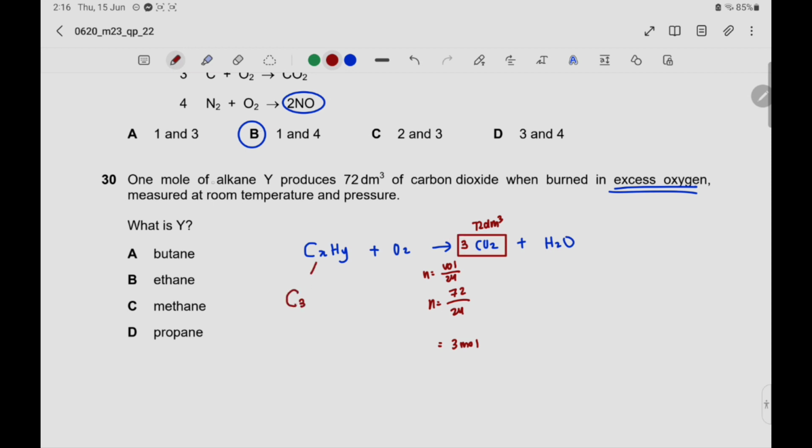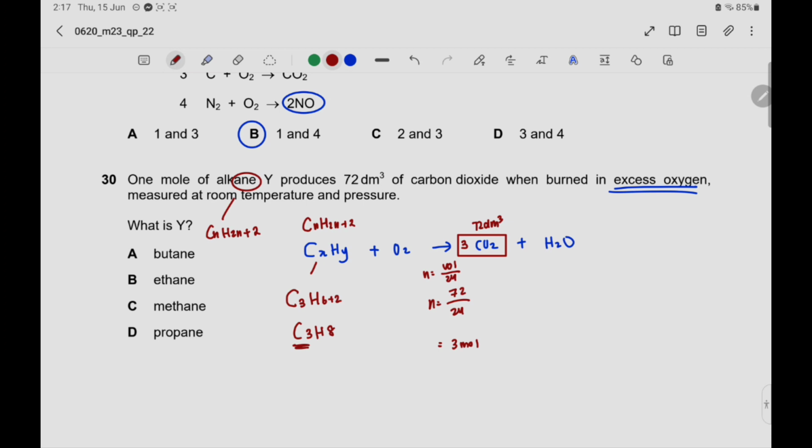So if this is alkane, there should be CnH2n+2. So the n is 3, means that C3H(2 times 3, 6, plus 2). So C3H8. So what is the one that starts with 3 carbon?